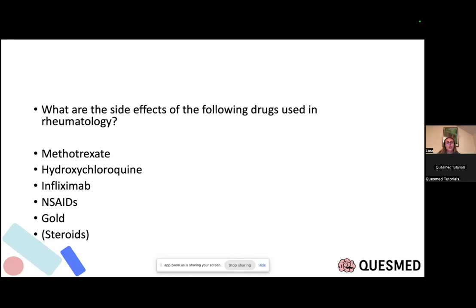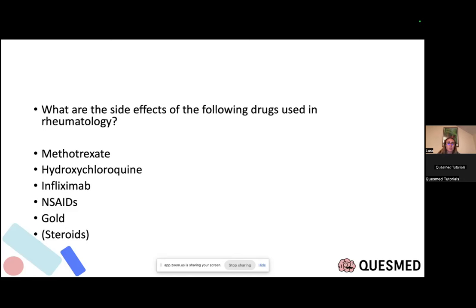So you can get really, really sick on infliximab if you get another infection. So it's really important that you counsel a patient on that. And then very, very rarely you can get something called serum sickness syndrome. But look that up in your own time. It's quite interesting.